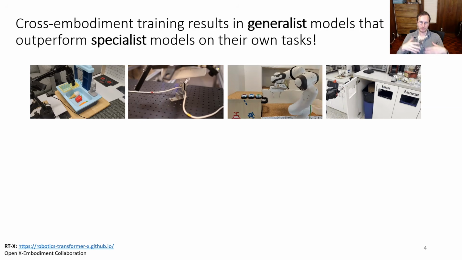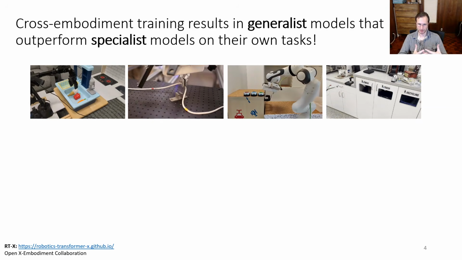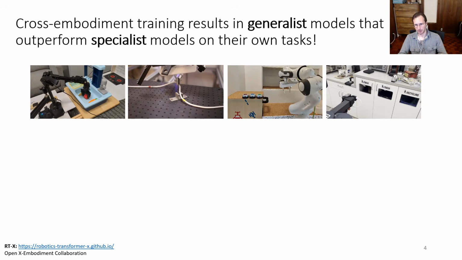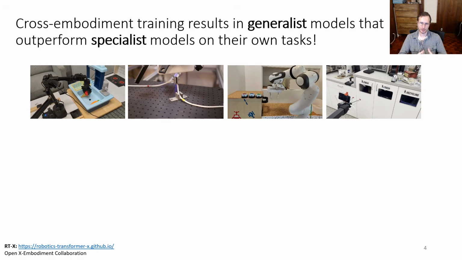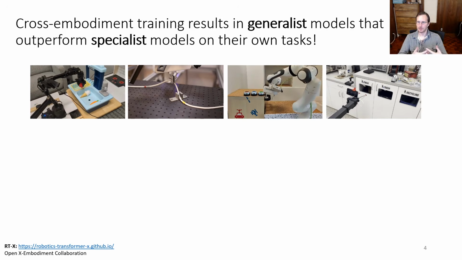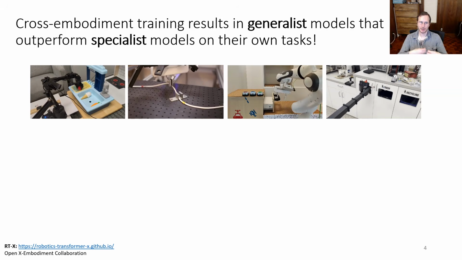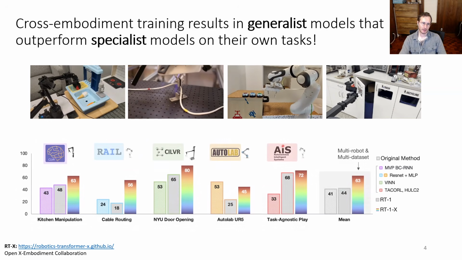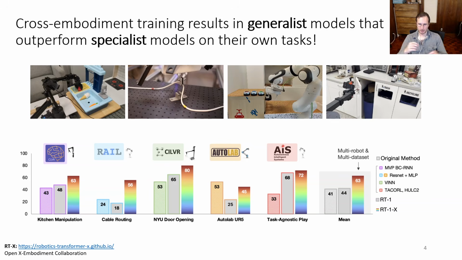So one fun experiment was to take a model trained on the entire RTX dataset and then ask the different research labs that contributed that data to test the model on their particular tasks. So you can see some of the test tasks on the slide, and there's a lot of variety here, from moving objects to routing cables to opening drawers and containers. And here are the results.